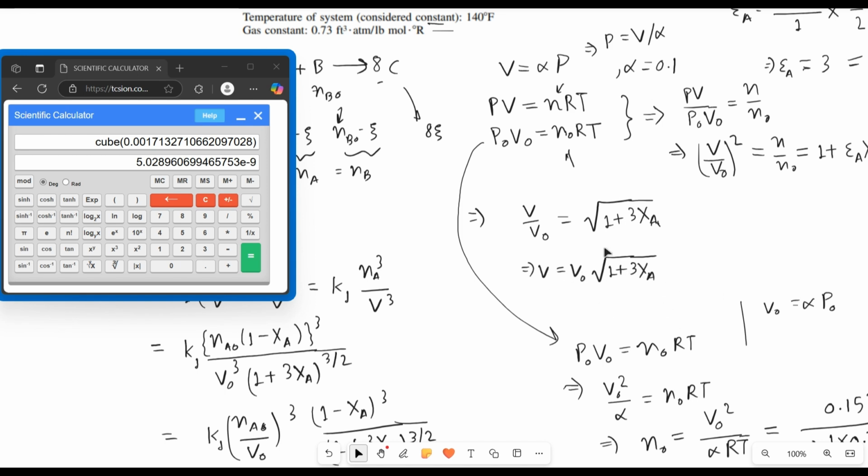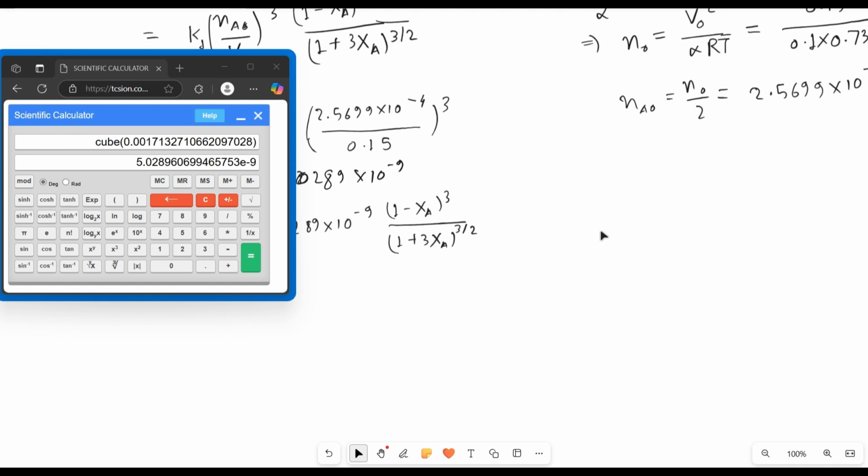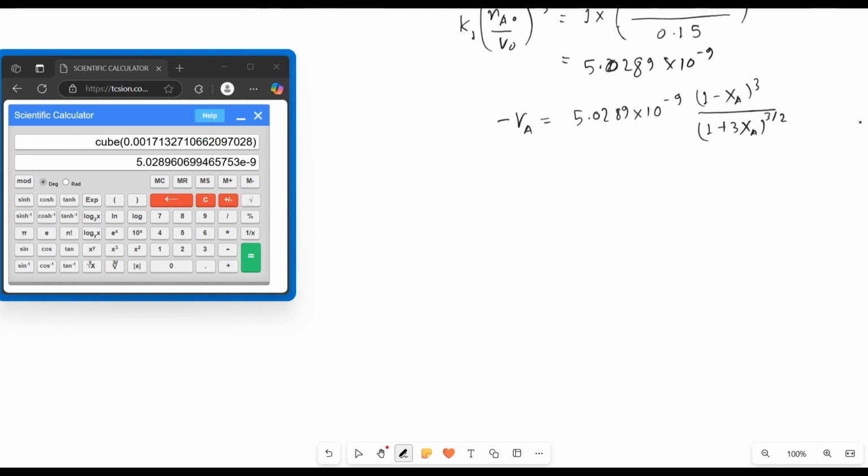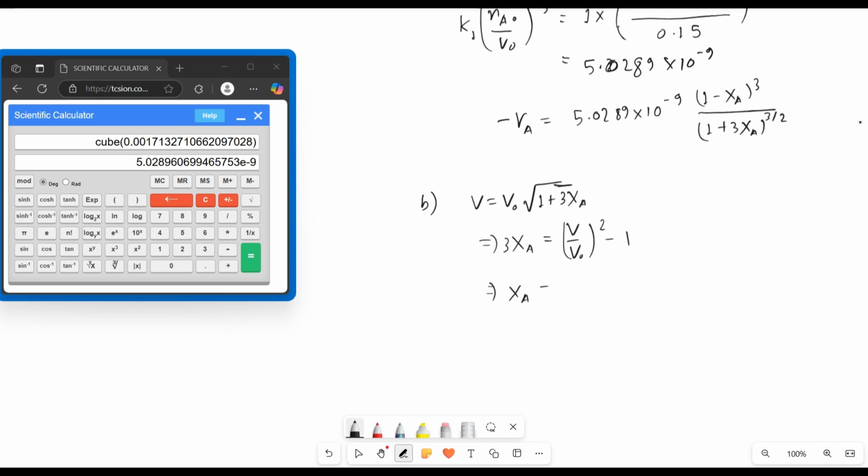We will use this expression for the related conversion. They have asked for conversion. So for part B, V equals V naught square root of 1 plus 3xa. Now xa equals 1/3 of (V by V naught) whole squared minus 1. So the conversion of A is 1/3 of (V by V naught) whole squared minus 1.